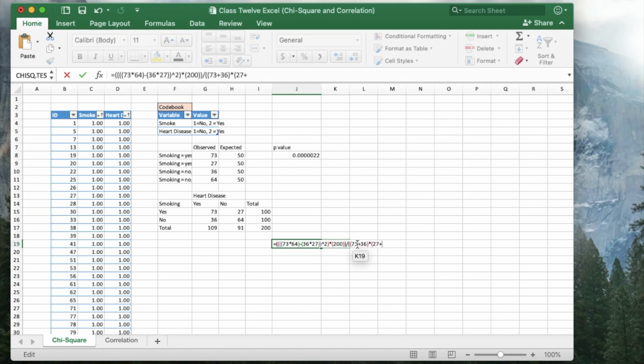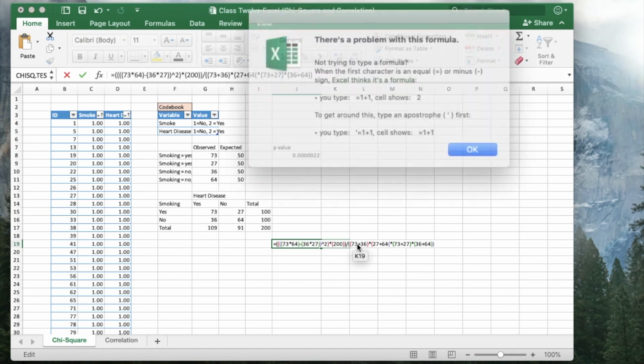So we have 27 plus 64 times 73 plus 27 times 36 plus 64. Closing our parentheses.